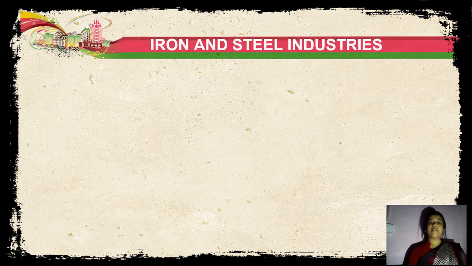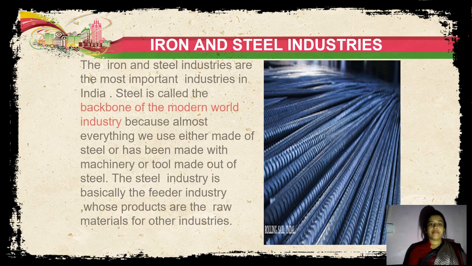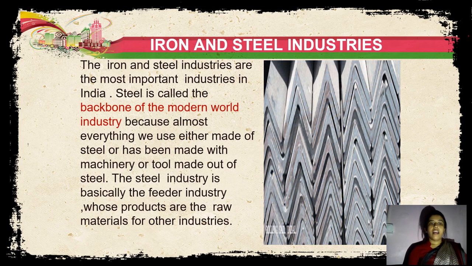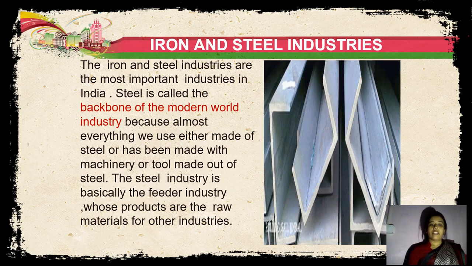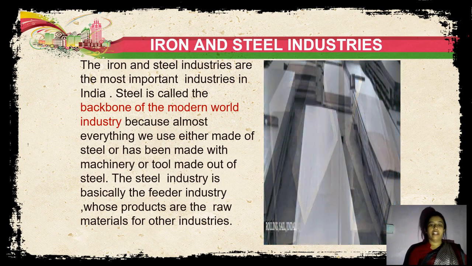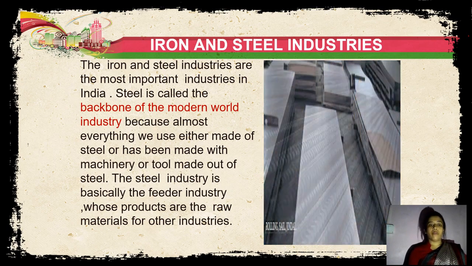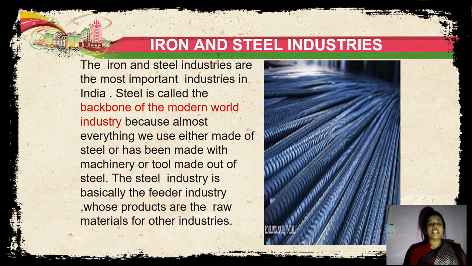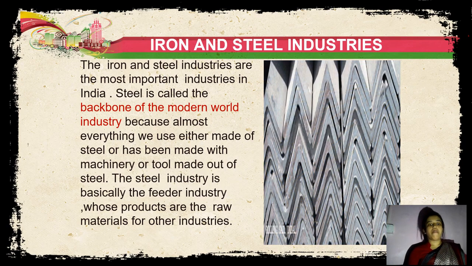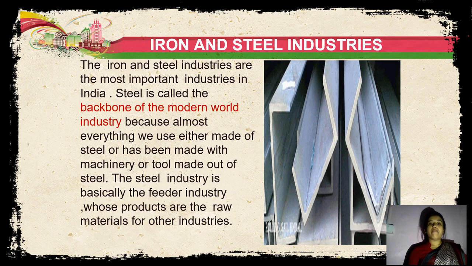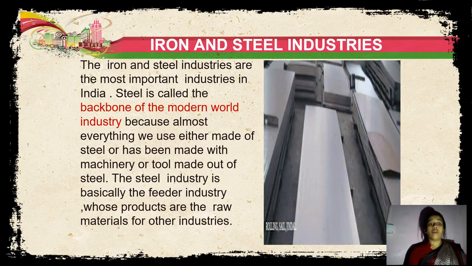So let's discuss some important industries of the world. The first one is the iron and steel industry. The iron and steel industries are the most important industries in India. Steel is called the backbone of the modern industry because almost everything we use is either made of steel or has been made with machinery or tools made out of steel.